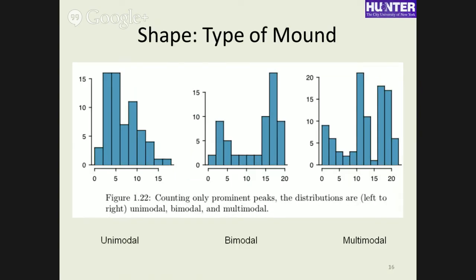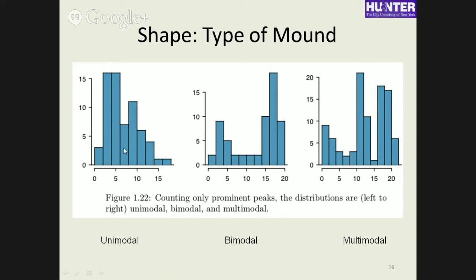So shape. Another aspect of shape is the modality, which is sort of the type of mound that you see. Occasionally, your shape will be uniform. That would be like a uniform distribution. A lot of times, it will be something like this, where there's just a single mound in the data. This is maybe a little bit of skew, but not especially. We'll be talking about the normal distribution lots in this class, but this is kind of more or less normally distributed.